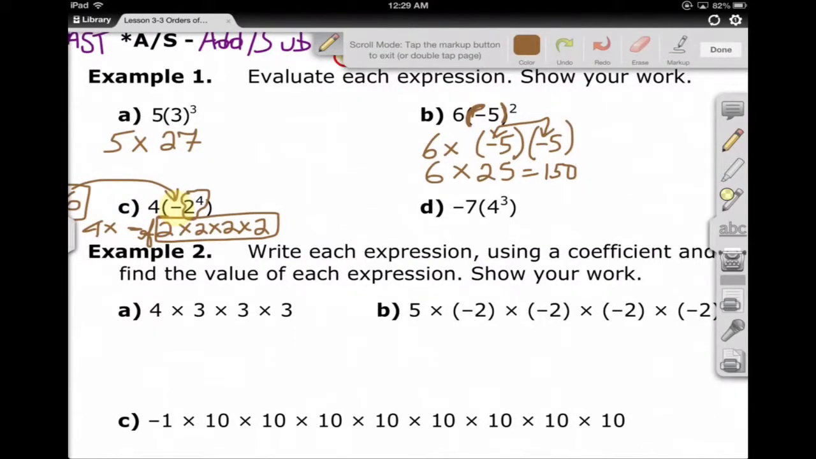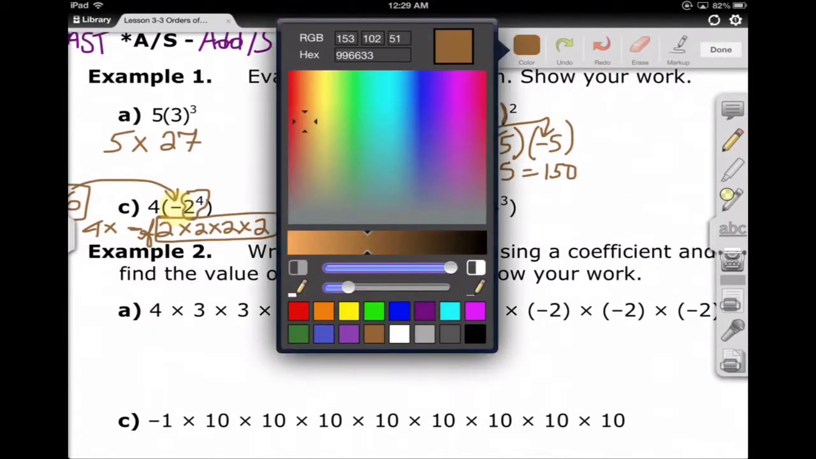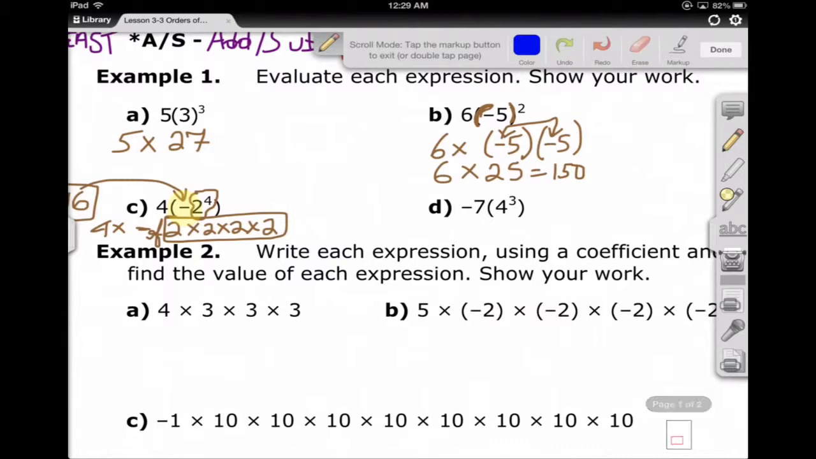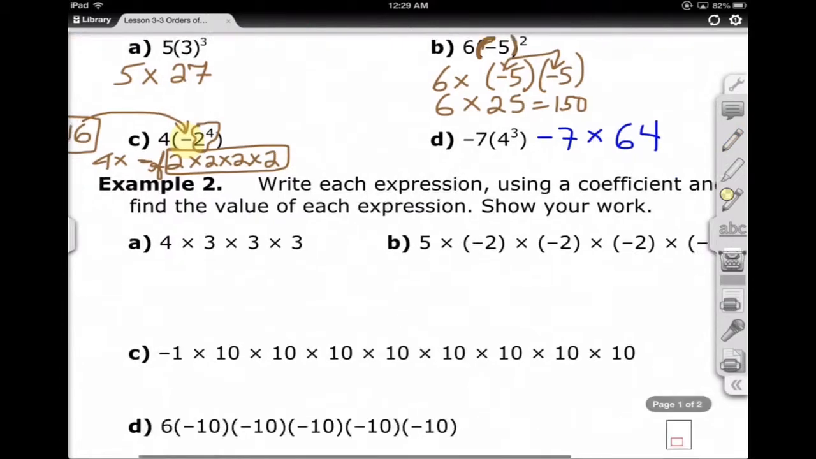All right. Let's switch colors to, oh, I don't know, blue now. This is -7 multiplied by 4 to the third. Well, that's 64. And again, I invite you, crank it out on your calculator. I'll leave that to you.